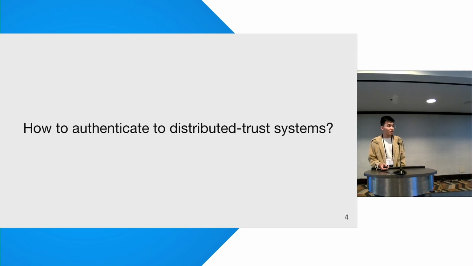So in all of these systems, the user has to perform some kind of authentication. For example, in the cryptocurrency wallet case, the user needs to first authenticate to prove to the servers that she is indeed herself before she could have the servers authorize transactions. So one central question is how do we authenticate to these distributed trust systems?